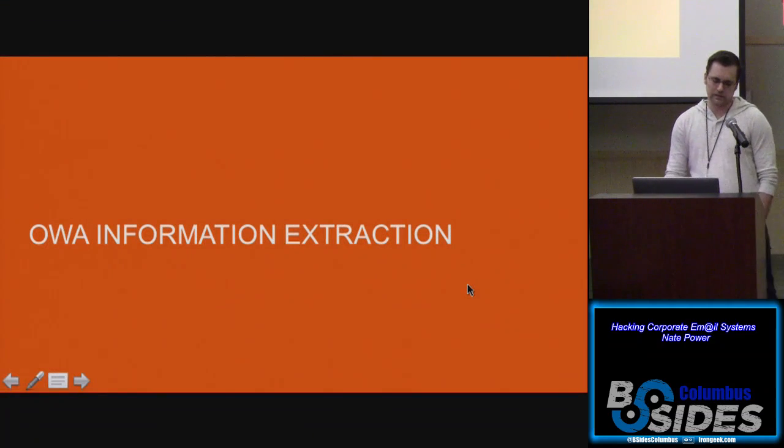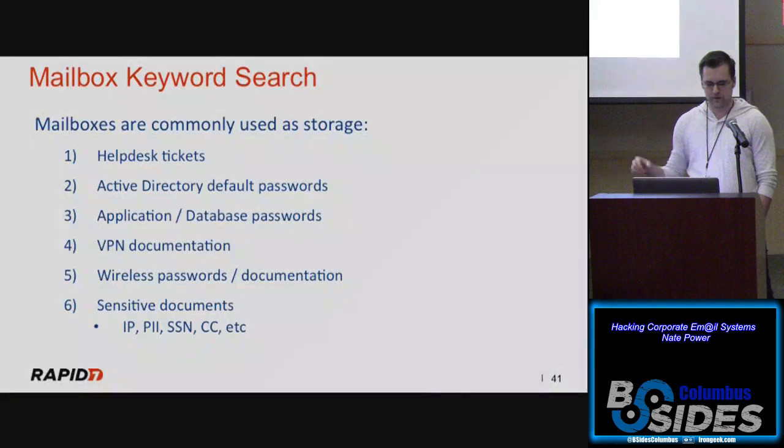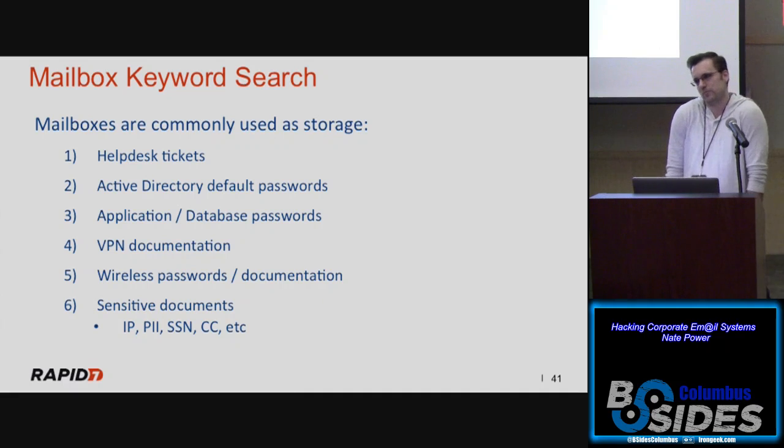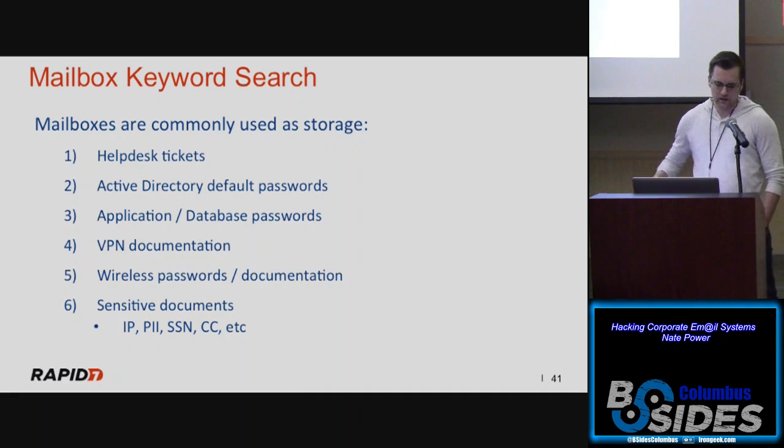Okay, now that we have valid Active Directory credentials, let's talk about some of the information that we can extract from the OWA. I like doing mailbox keyword searches. Once I'm in the OWA, I want to know how everybody connects to the VPN. I want to know what the wireless password is. In some cases, I'd see social security numbers and credit cards being transferred between people on payroll.